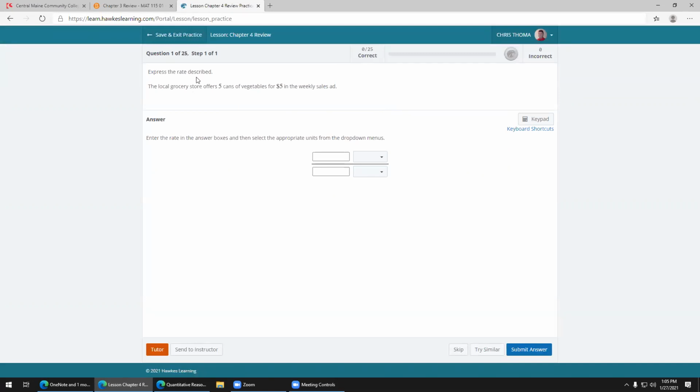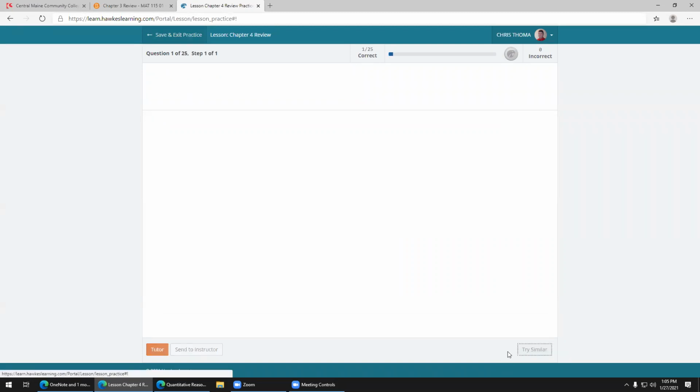So this one is a rate, and you can see that because we're comparing cans to dollars, so you just put the numbers in. The grocery store offers 5 cans for $5, or basically $1 a piece. But they don't want us to write it as a unit rate. They just wanted us to write it as a rate. So 5 cans to $5. The numbers change a little bit so you can see where they go. Not always the same. All right. So submit answer. Try similar.